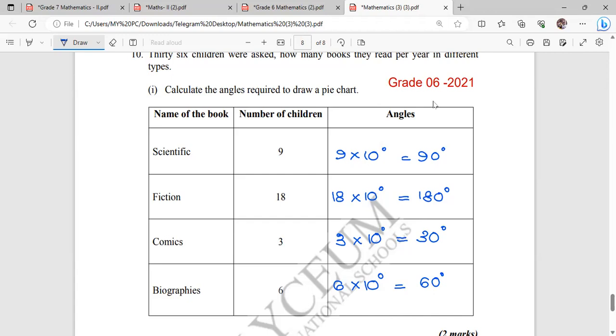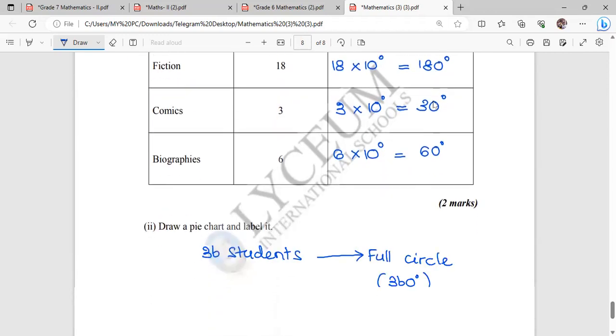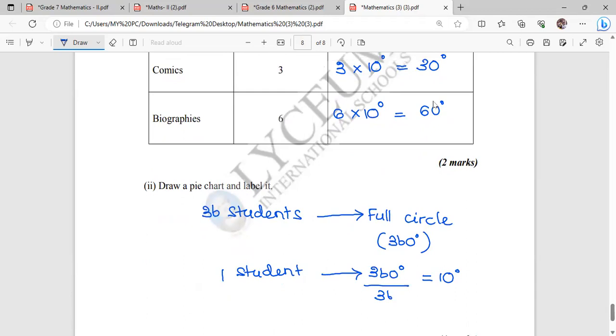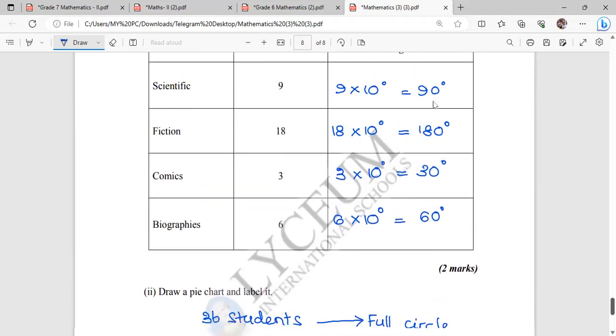There were 36 students, so those 36 students I am going to denote with the full circle. Full circle means 360. So if I have one child, how many degrees do I want to consider? It shows me that I want to take 10 degrees for one child.